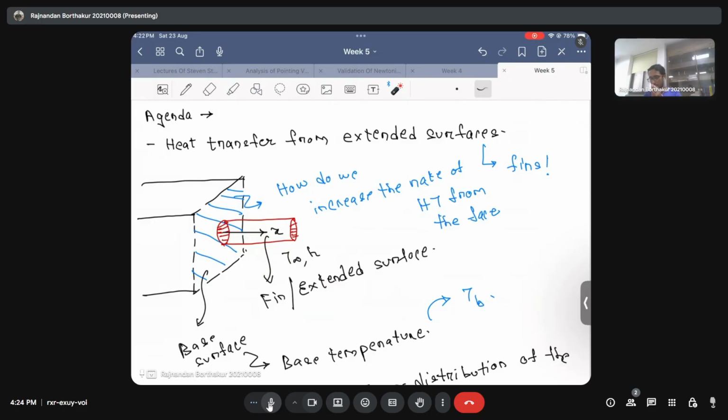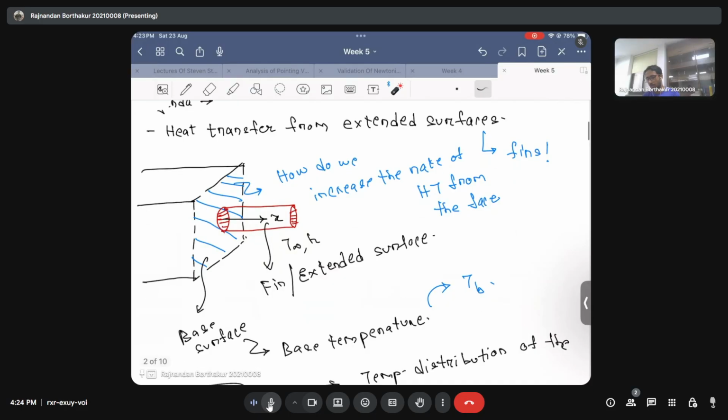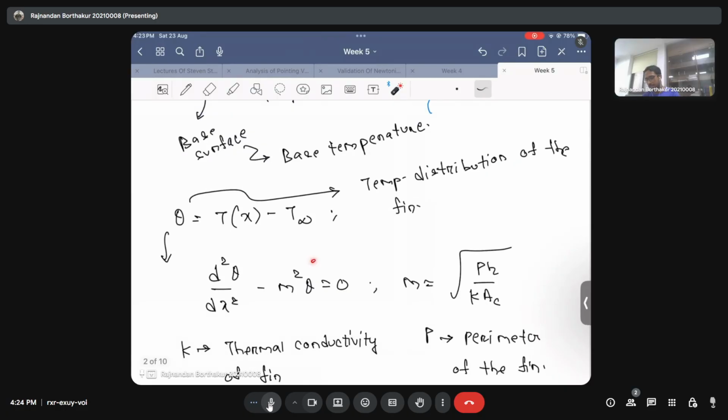For this we have defined a scaled temperature, theta, which is T minus T infinity, where T is the temperature at each cross section in the fin and T infinity is the temperature of the ambient. So that is how we have defined the variable temperature in the case of a fin. Thereafter, we saw that the governing equation for theta is something like this.